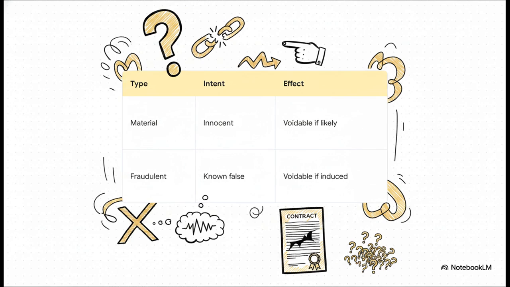Seriously, if the false statement is material, meaning it's significant enough that it would convince a reasonable person to sign on the dotted line, and you actually rely on it, you can void the contract. The law's stance here is that you shouldn't be trapped in a deal built on a completely false foundation, even if the other person made an honest mistake.